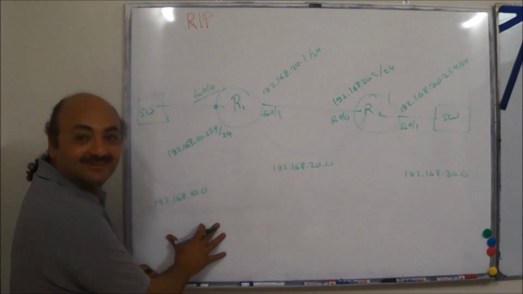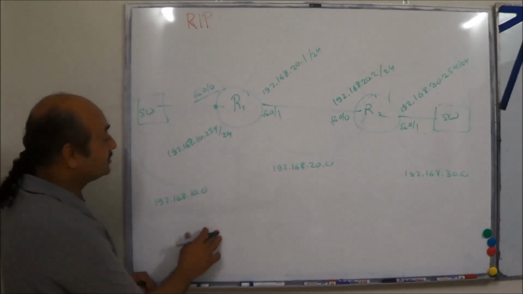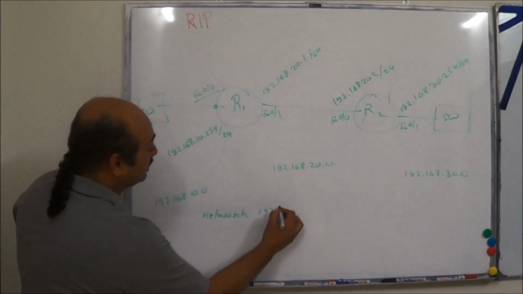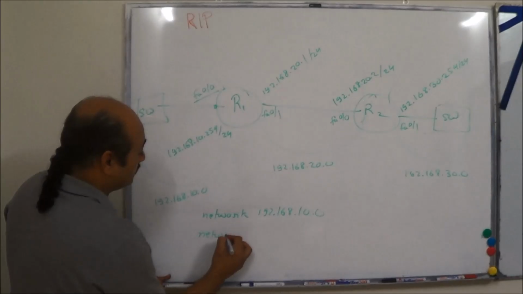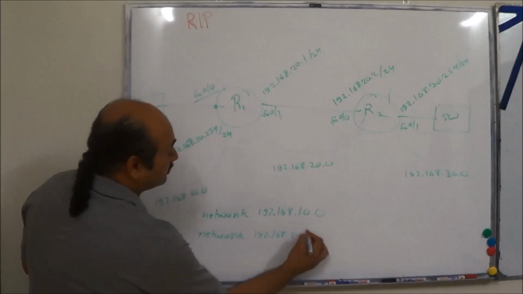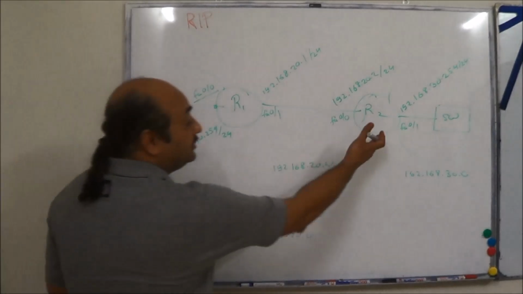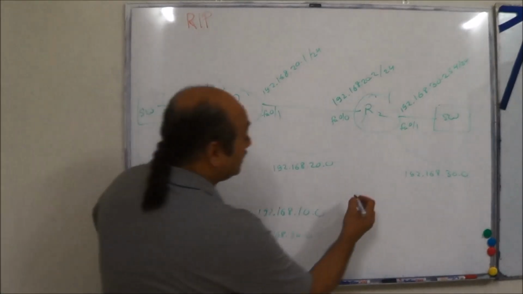Right? So what did we configure? Two network commands here. Agreed? Which commands? Network 192.168.10.0, and network 192.168.20.0. We configured on this one. But did R2 receive anything in this case? No. So then next step, what did we do?